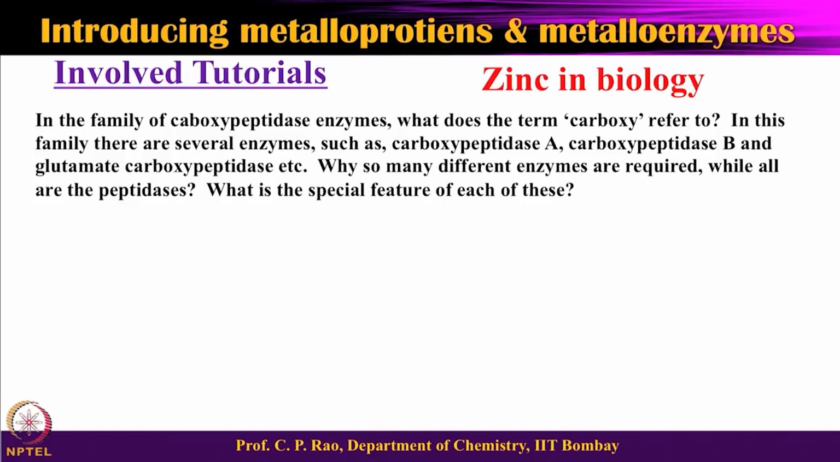So, why are so many different enzymes required while all of these are peptidases? Yes, no doubt all of these are peptidases, but the enzyme has to recognize that particular peptide bond. Different kinds of peptidases will recognize different types of peptide bonds. What do you mean by type of peptide bond? All peptide bonds are the same, but the C alpha on the left side and the C alpha on the right side have different R groups or the same R group. Therefore, that R group is what differentiates.